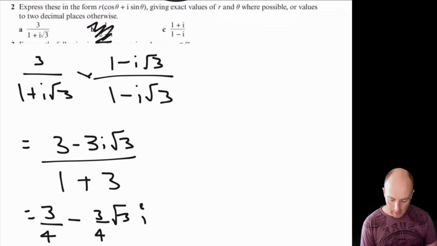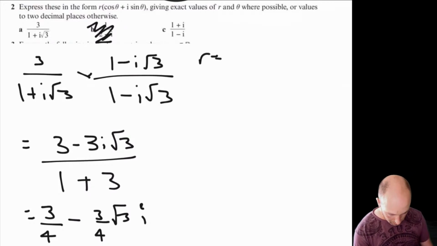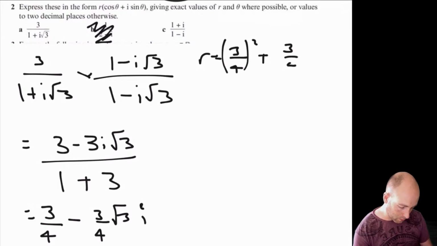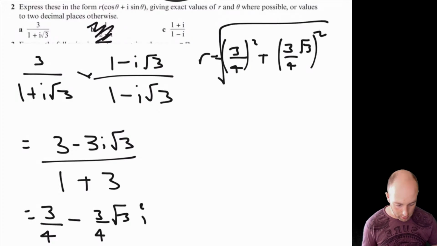Alright, so we need to find the other way of writing these. So r is going to be 3 over 4 squared plus 3 over 4 root 3 squared, all square rooted. Cool.